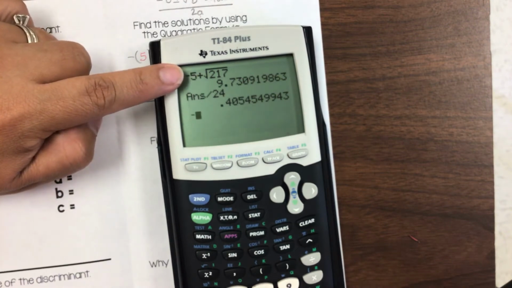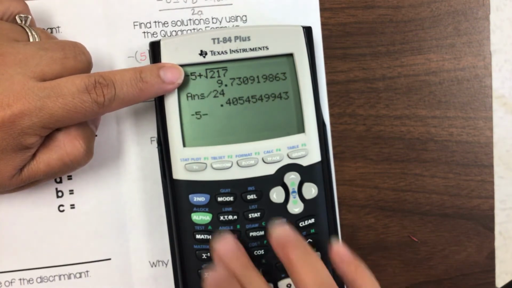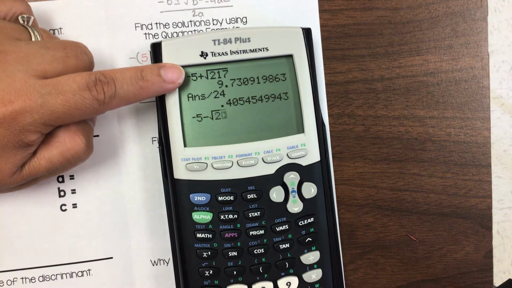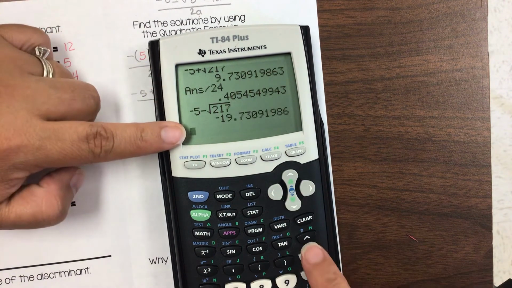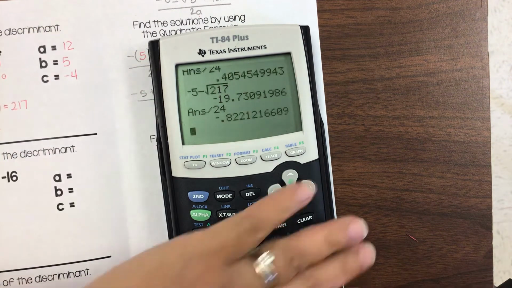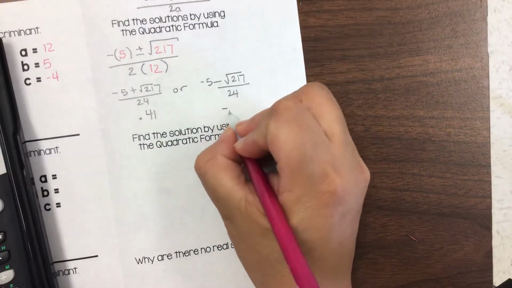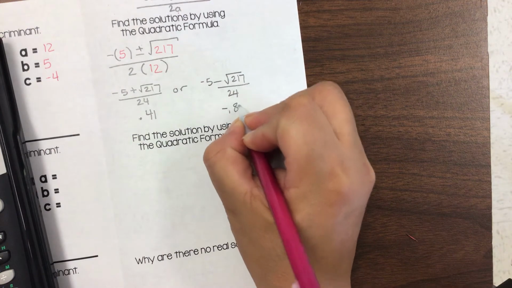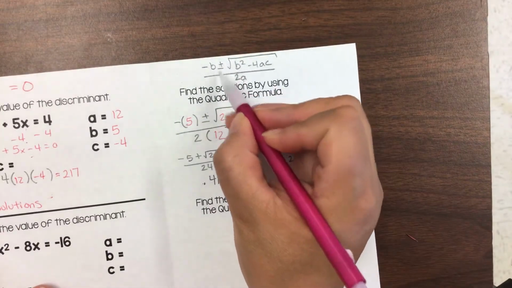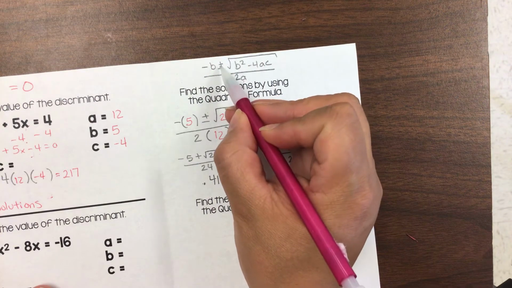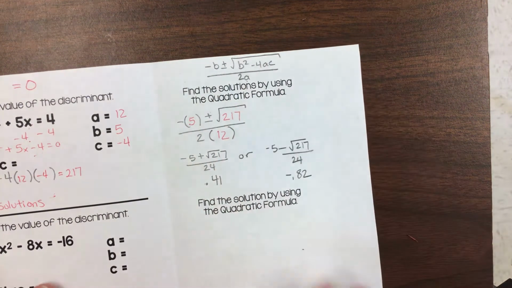If we do the same thing, don't forget you want to make sure that you do the minus, so negative 5 minus this time the square root of 217. Make sure you hit enter first, then divide by 24. This one is a negative 0.82. And that's why it has this notation over here, kind of to simplify that you have one time that you add and one time that you subtract.